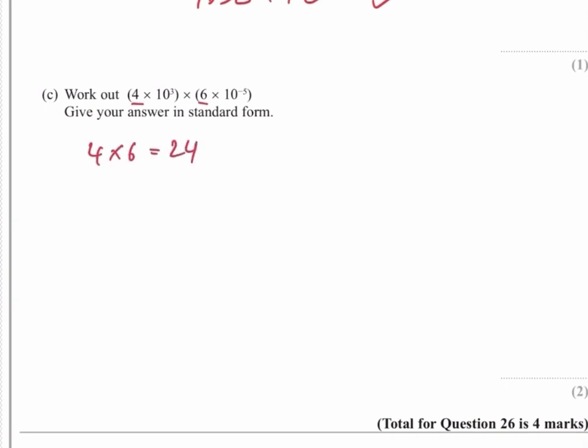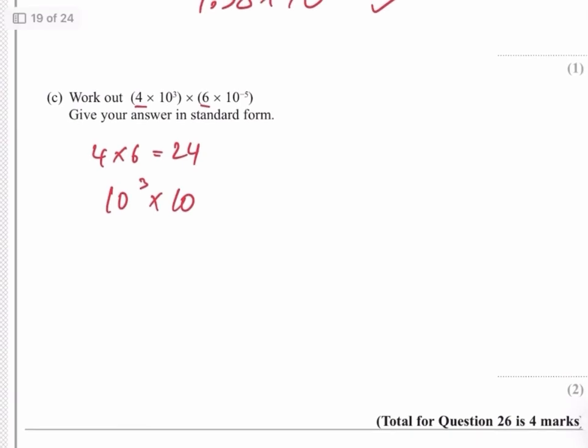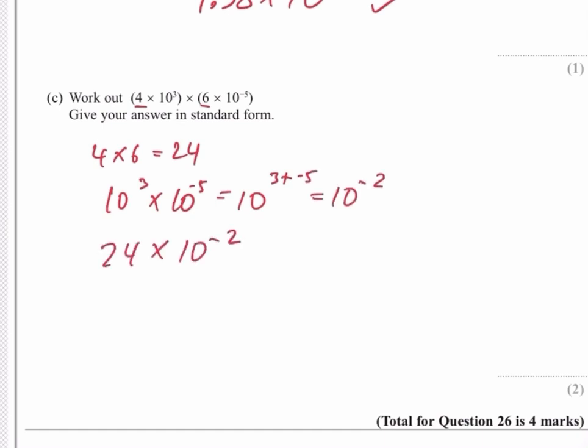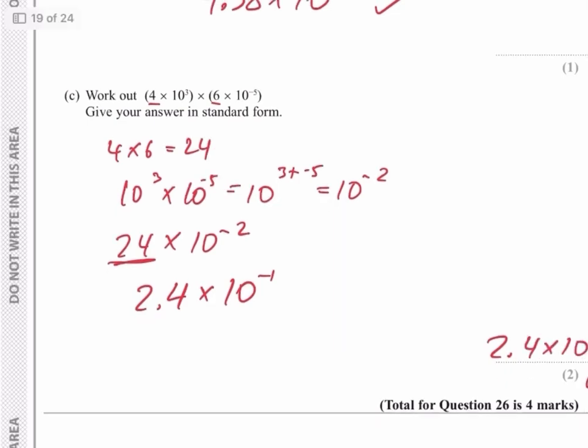So when you multiply numbers in standard form, this is quite easy. Just multiply the base numbers first, 4 times 6. And then for the powers of 10, you add their powers. So one more step here. You need to change 24 into 2.4, because the first number should be less than 10, and add the power. That becomes 2.4 times 10 to the negative 1.